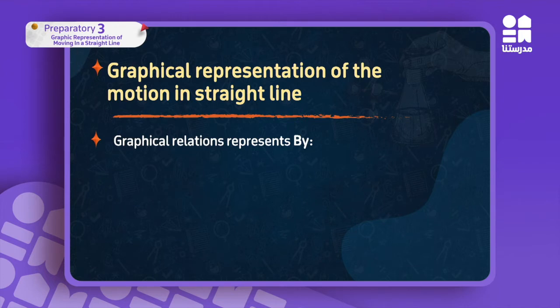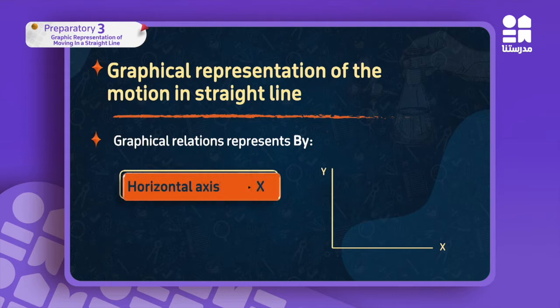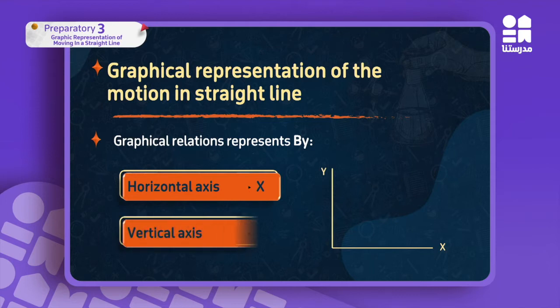Graphical relation is represented by... in front of you, we have an axis labeled x and another axis labeled y. x is the horizontal axis and y is the vertical axis. Exactly. So the name of the horizontal axis is x. The name of the vertical axis is y.